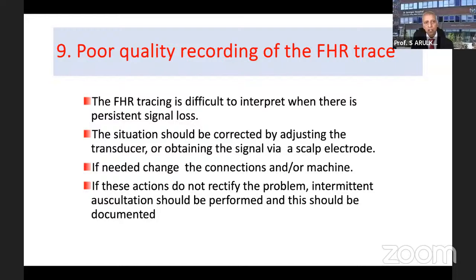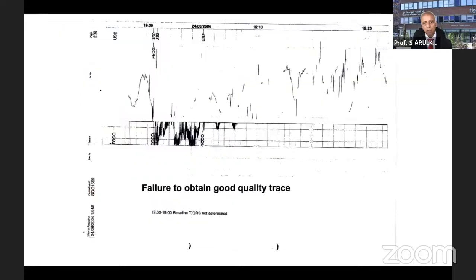Now, poor quality of the fetal heart rate in the second stage is a common phenomenon. And if it is so, you have to really use a scalp electrode or listen if the machine is not working properly. And if adjusting the transducer doesn't rectify the problem, it's best to listen and write, because listening gives you a more reliable indicator rather than an abnormal transducer recording. So this is not a good quality trace. You don't know what you're really looking at.